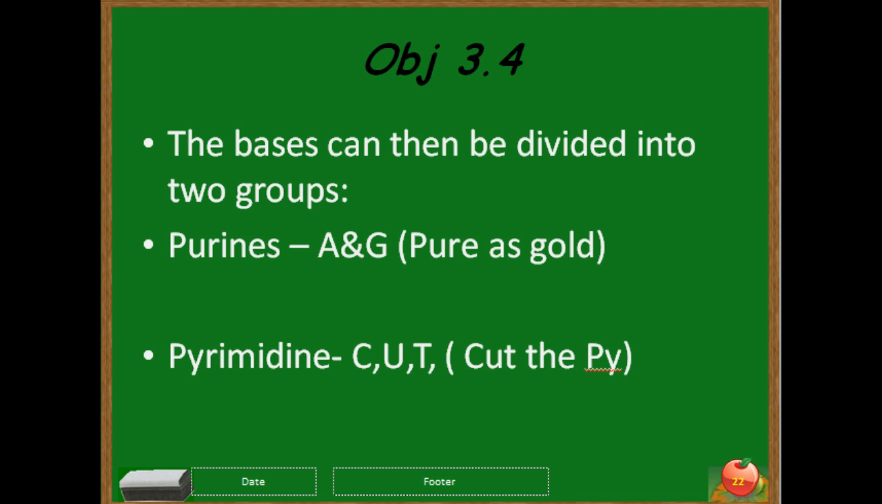So purines, pure as gold is how you remember what the purines are. Pyrimidines, cut the pie. C for cytosine, U for uracil, T for thymine, and PY pi for pyrimidine. If you remember one, you remember what goes in the other group. Most people tend to remember purines, pure as gold, knowing that A is adenine and G is guanine. So whichever way you choose to remember them.